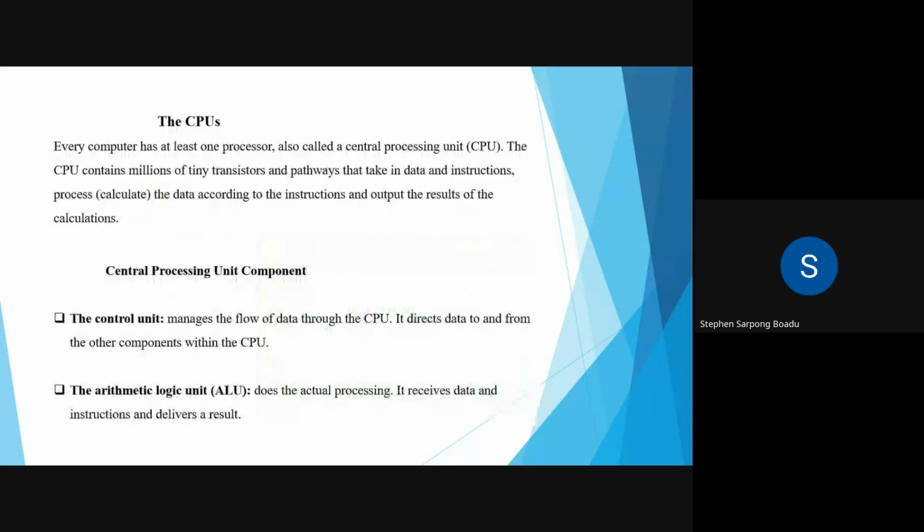So we first start with the CPU. What is a CPU? Every computer has at least one processor, also called a central processing unit. It contains millions of tiny transistors and pathways that take in data and instructions, process the data according to instructions, and output the results of the calculation. So the CPU is like the brain of the computer.